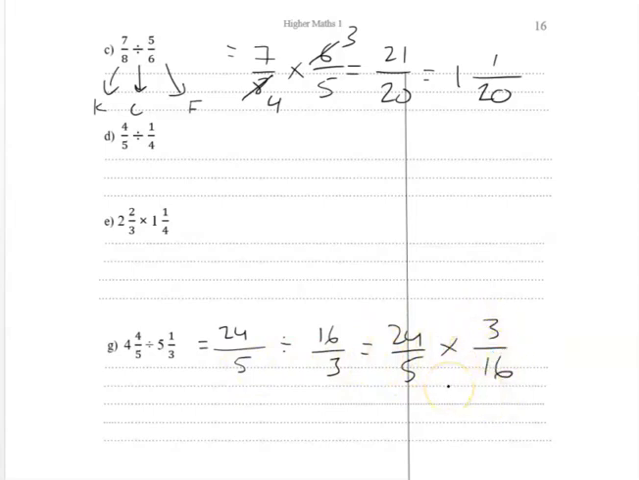Now here, 24 and 16 can both be divided by a common number. And that number is 8. So divided by 8, we're going to get 3. Divided by 8, we're going to get 2. Now 3 and 5 can't be simplified. 3 and 2 can't be simplified. So what we're going to do is multiply the numerators and denominators together. So 3 times 3 is going to give me 9. 5 times 2 is 10.